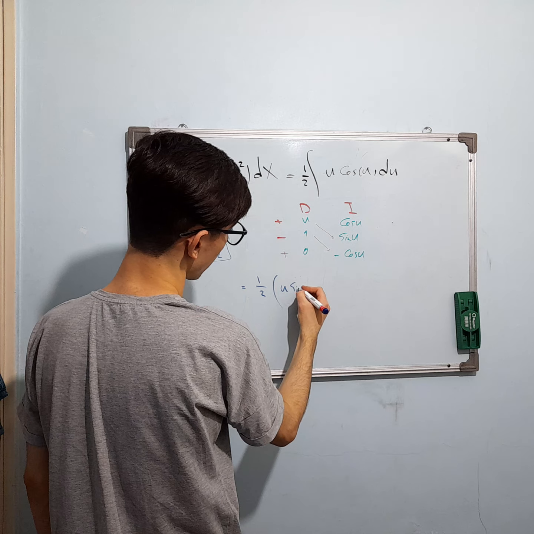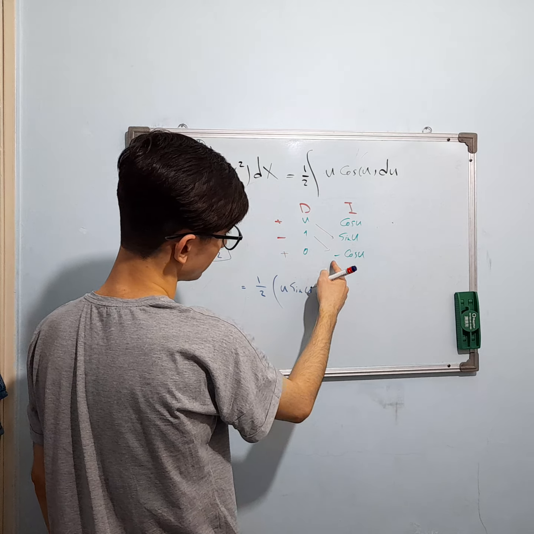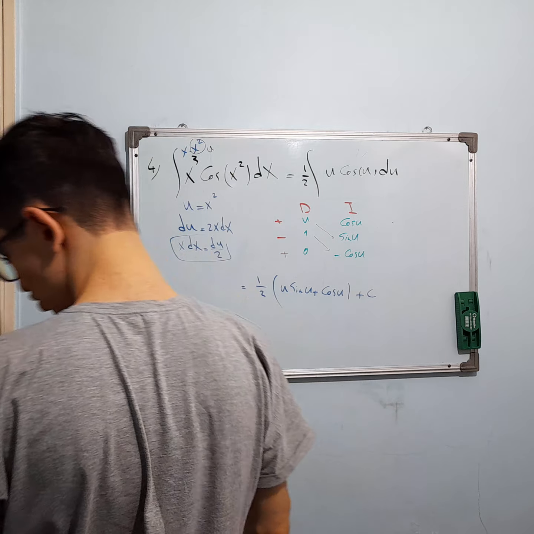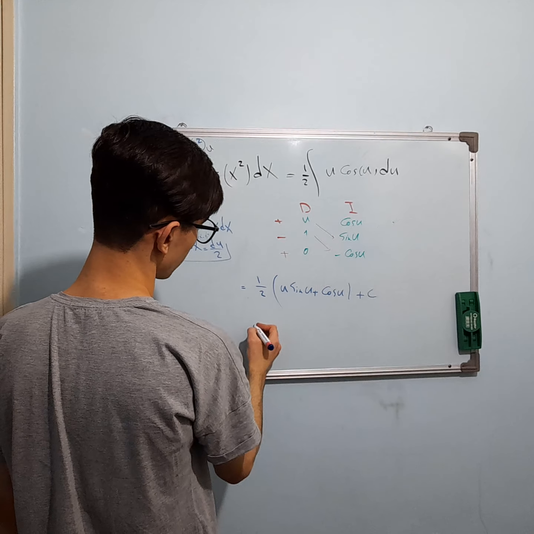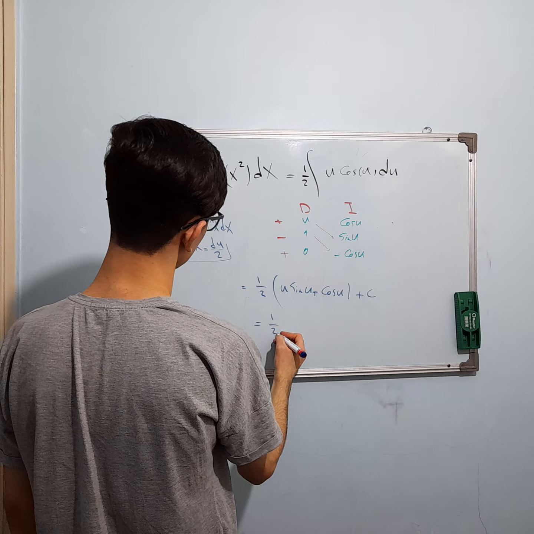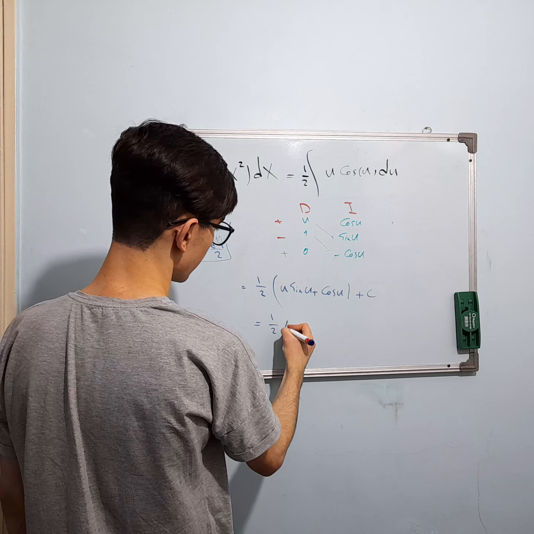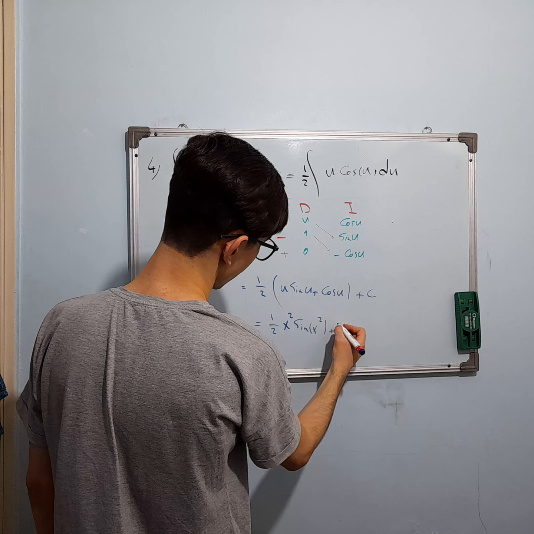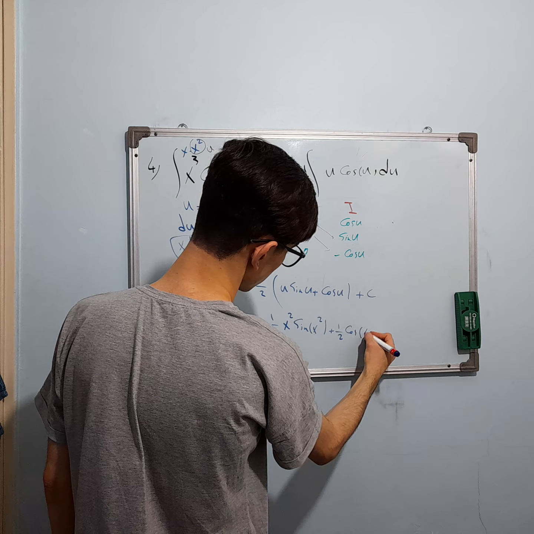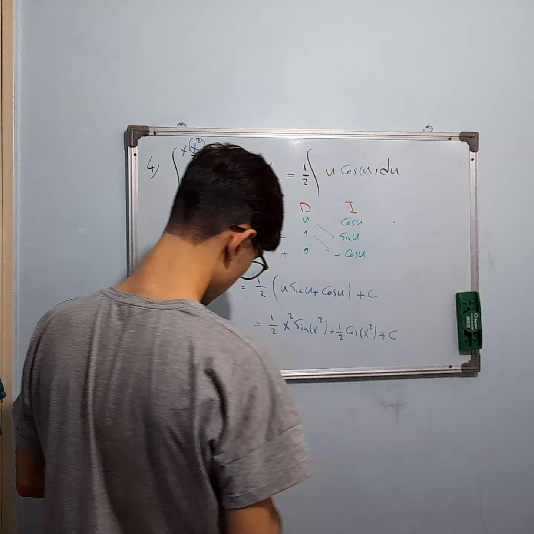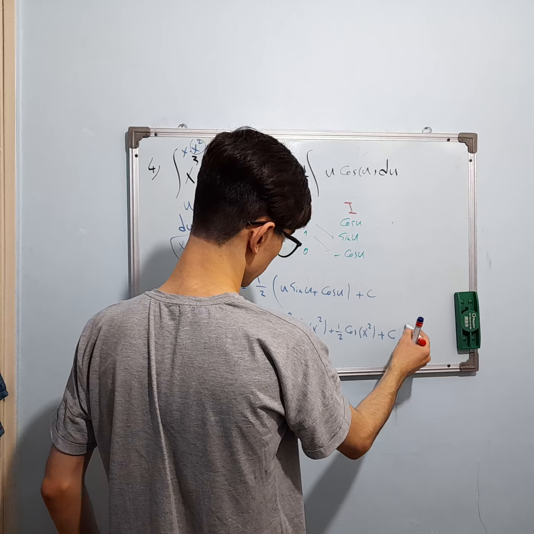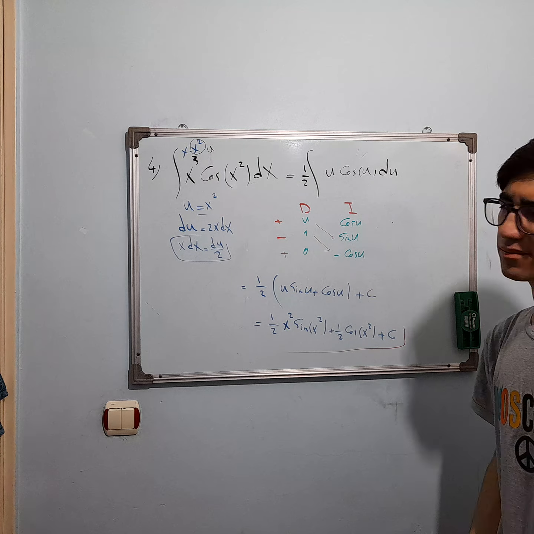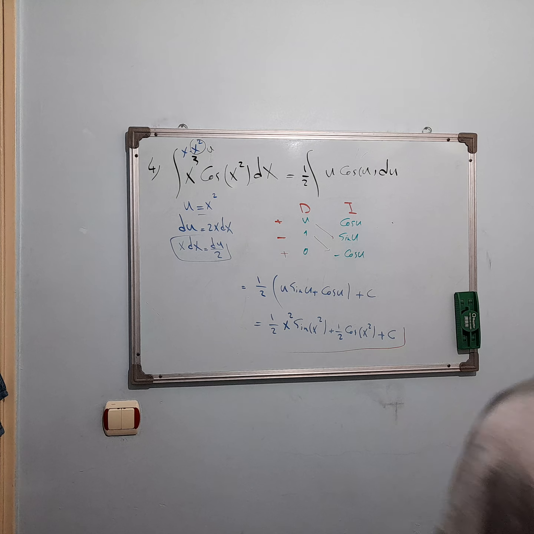u sine u, negative negative plus cosine u and plus c, and we must change it from the u to the x. 1/2, u is x squared, so x squared sine of x squared plus 1/2 cosine of x squared plus c, and it's done. Have a look. Wasn't that hard. It was a good one.